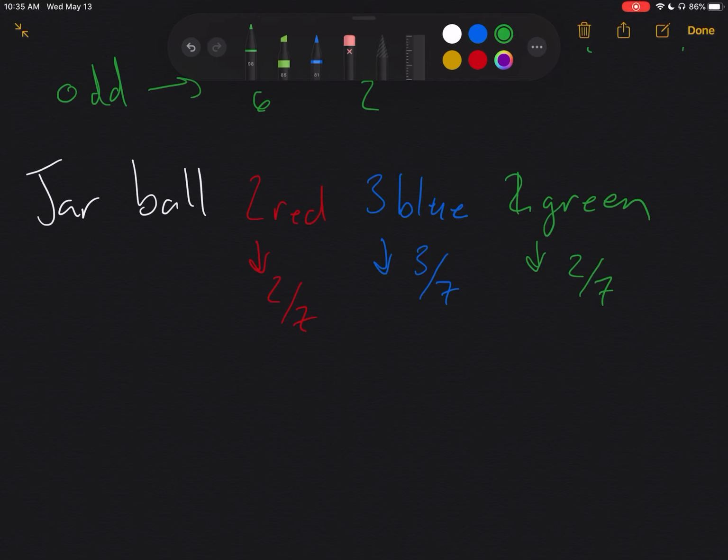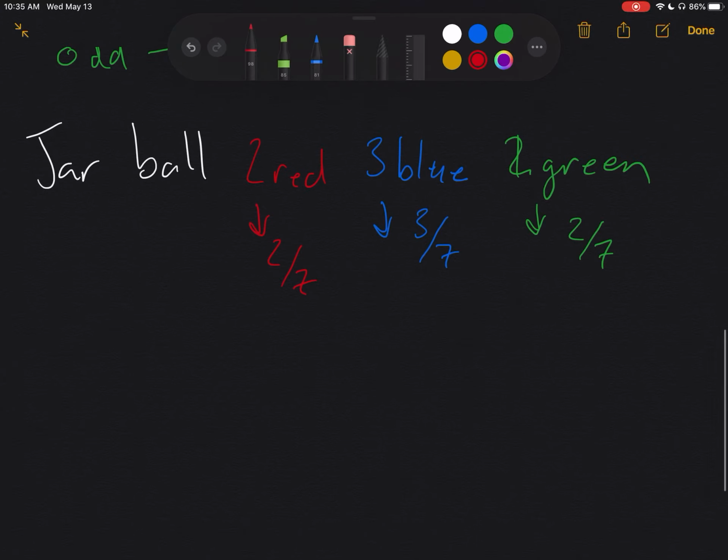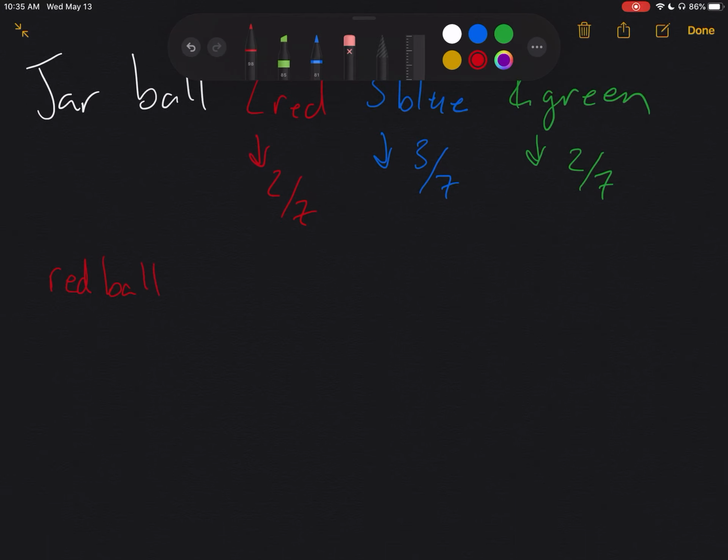Okay. Where it gets interesting is if we look at multiple probabilities, right? Independent events. Okay. So event 1, I pull a red ball. The chances that I pull a red ball are 2 out of 7.